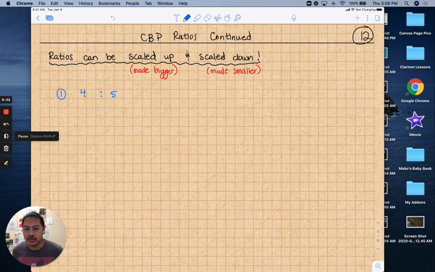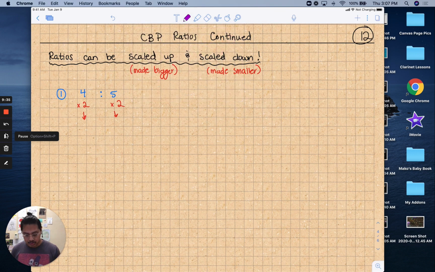Let's say I have this ratio here of 4:5. This could be really anything. It could be 4 cats to 5 dogs, 4 carrots to 5 stalks of celery, whatever you want here. But let's say I want to scale this up. Let's say that I want to double the amount of things that I'm comparing. When you scale up a ratio, what we are doing is we're actually multiplying each number by the same number. So like I said, if I want to scale this up by 2, I'm going to multiply each number in my ratio by 2. And let's see what happens.